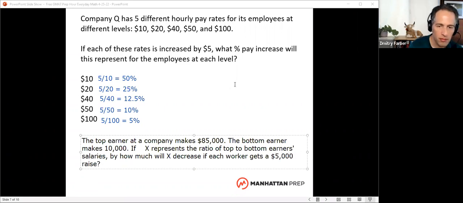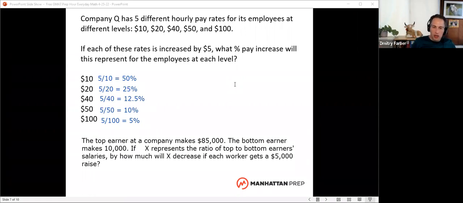So this is a more GMAT-like question than what we just did, right? So I've got someone making 85, they're at the top. I've got someone making 10, they're at the bottom. They're each going to get a $5,000 raise, so is everyone else. And we're looking at some kind of measure of like a ratio, an income ratio. Some companies have this kind of thing where the top earner will only make this many times what the bottom earner makes or something like that. So maybe they're trying to track that.